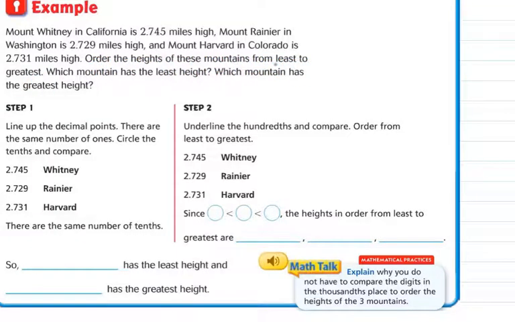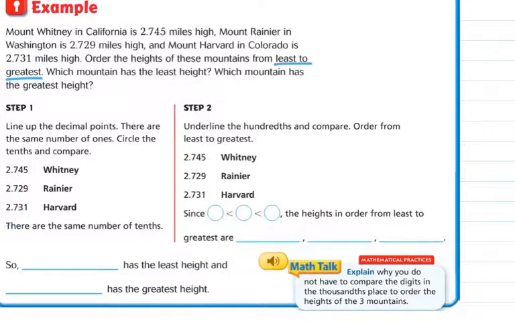And boys and girls, you're going to see me underline least to greatest because I want to make sure that I pay close attention. We want to make sure that we are using the smallest one to the greatest one. Which mountain has the least height and which mountain has the greatest height? So what it says, boys and girls, in step 1, we're going to line up the decimal points. There are the same number of ones, so when we look at that, we're going to say it's not going to help us. We know that 2 is the same as 2 is the same as 2.